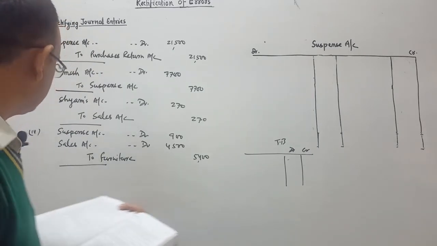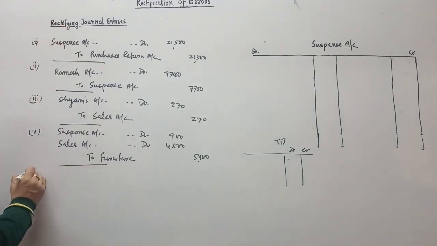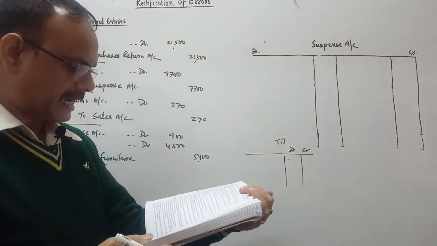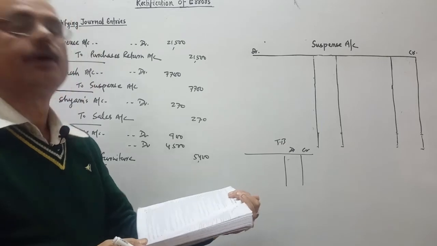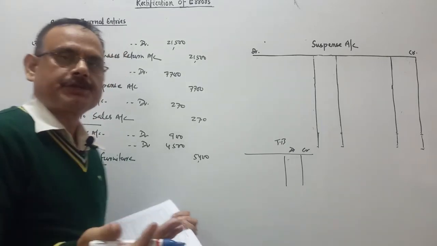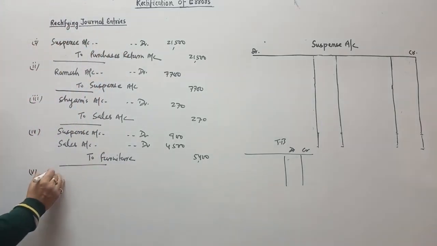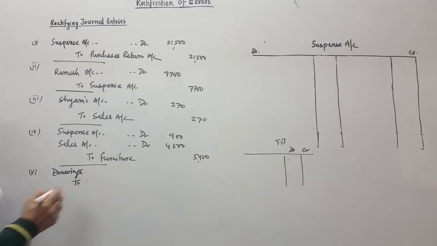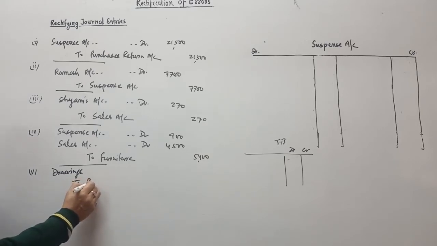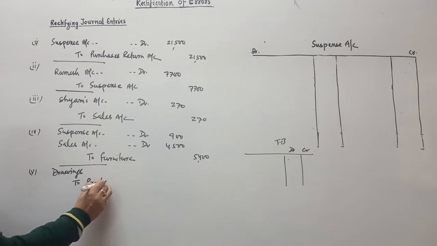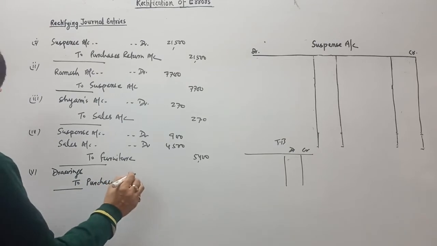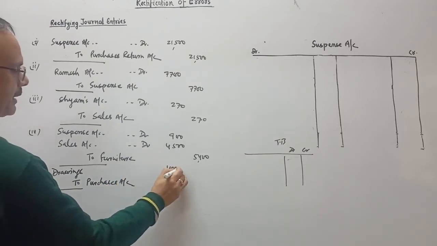Next is the fifth one. Number 5 is what? Goods taken by proprietor 1,000 have not been recorded in the books at all. So it's an error of complete omission. In an error of complete omission, you do the entry exactly. So drawings account debit to goods withdrawn. So goods are taken by the proprietor for personal use. So drawings account debit to purchase account. Drawings account debit to purchase account by 1,000.